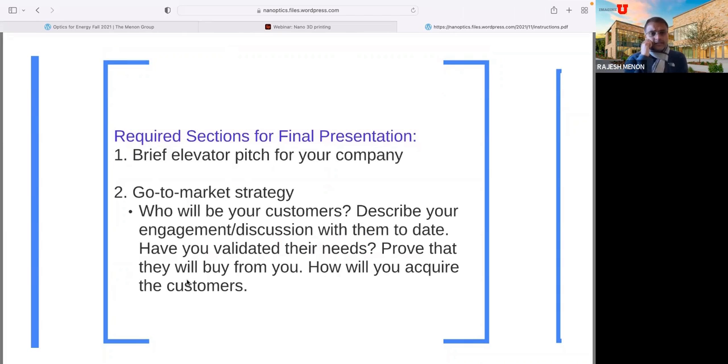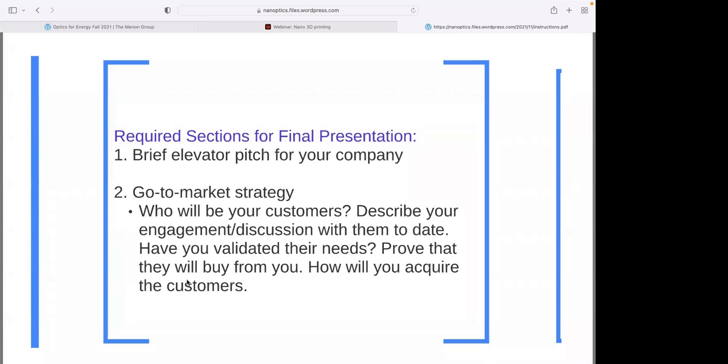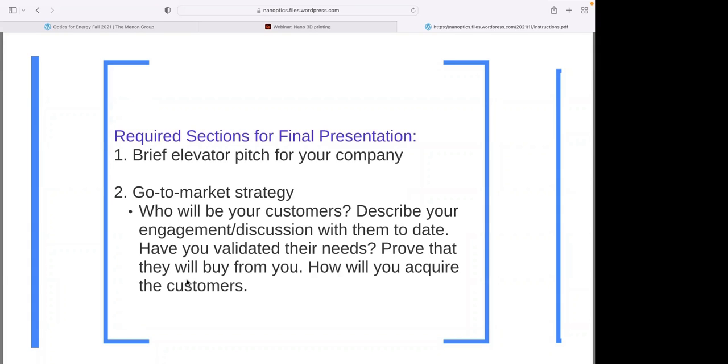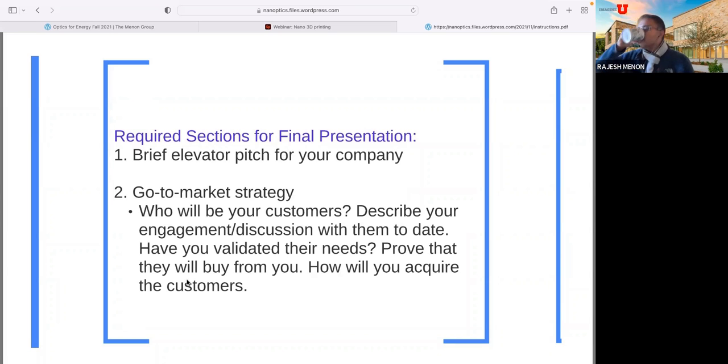So the first section is the elevator pitch. Here, what I expect is a very short description of what it is that you're doing. When I say short, it should be like 30 to 60 seconds. I'm going to put you on the spot and ask you to give me an elevator pitch now. One of you, doesn't matter who. I guess I'll give it a go. Go ahead. 30, 60 seconds. All right.